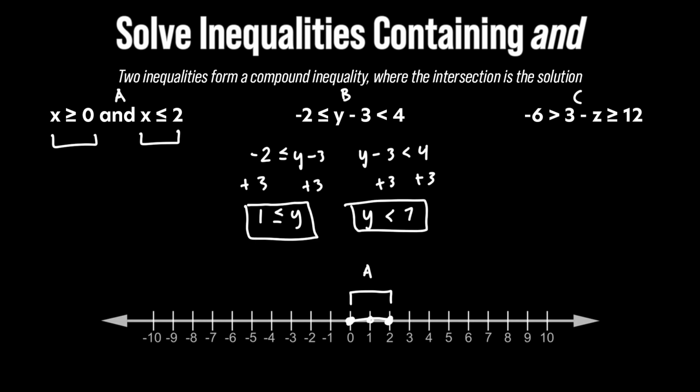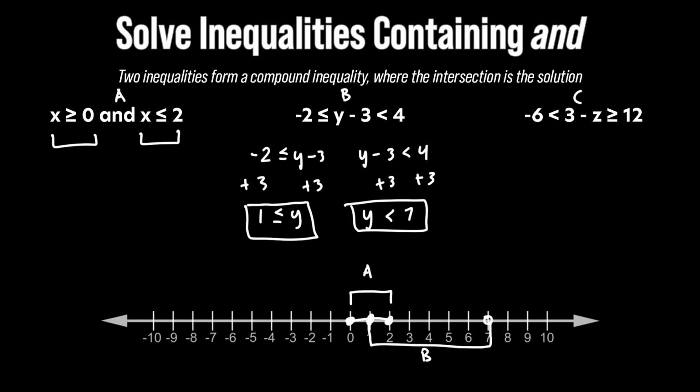So we're going to have a closed circle at 1, and we're going to have an open circle at 7, because it doesn't include 7. So it has to be less than 7, but greater than or equal to 1. So the interval is going to be from 1 to 7.